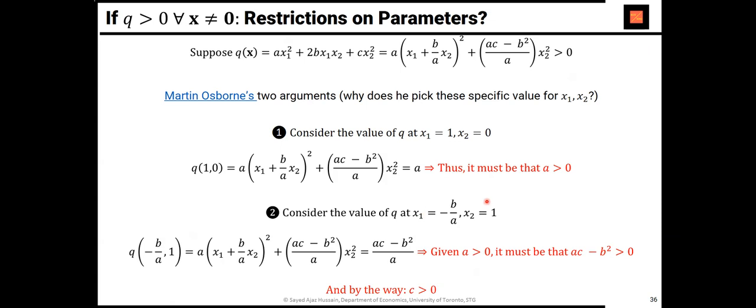So what he has to do is choose the x1 coordinate and x2 coordinate in such a clever way that when he sticks it into this equation, out comes ac minus b squared somewhere. By choosing minus b a for x1 and 1 for x2, the first term goes away. This then becomes a 1, and now you get ac minus b squared divided by a. You know this has to be positive because you're told that q is positive. The denominator is positive, which means the numerator must also be positive. So you get back exactly the same results you got initially. And again, it's an implication of these two conditions that c must be positive.